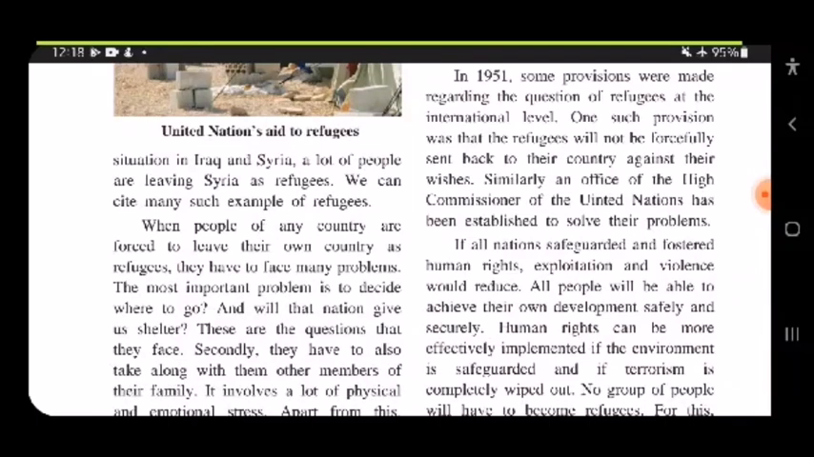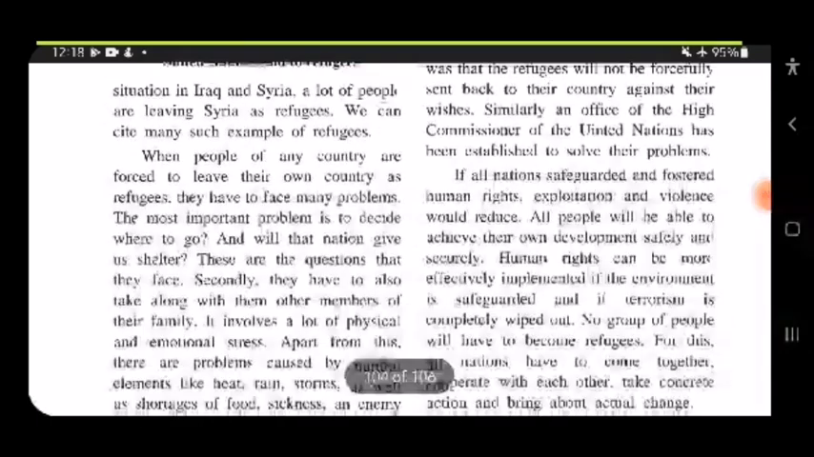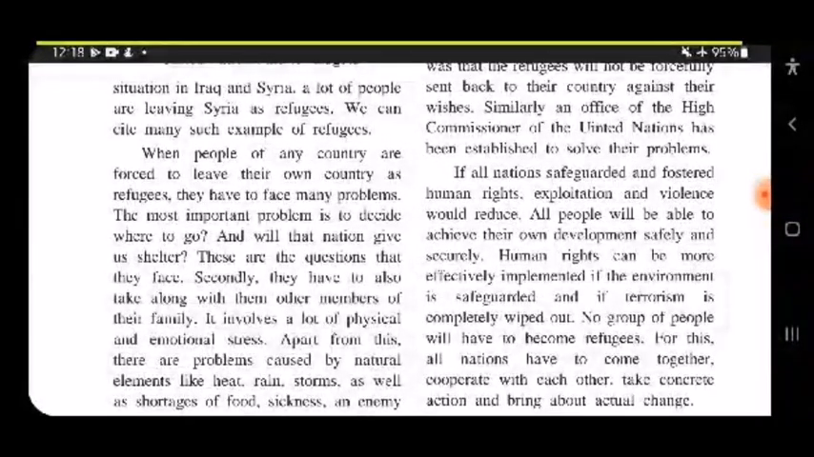We can cite many such examples of refugees, where people are forced to leave their own country and go and settle in some other country, which is wrong. When people of any country are forced to leave their own countries as refugees, they have to face many problems, right?